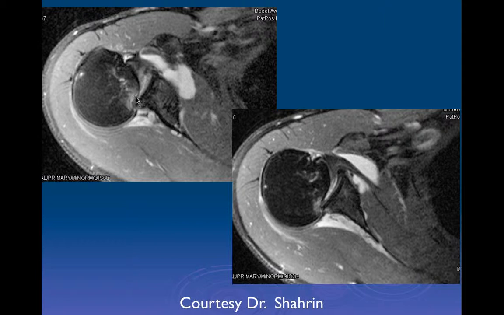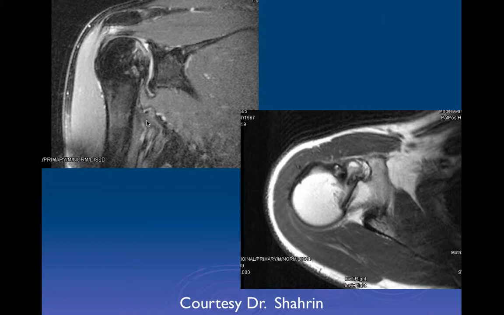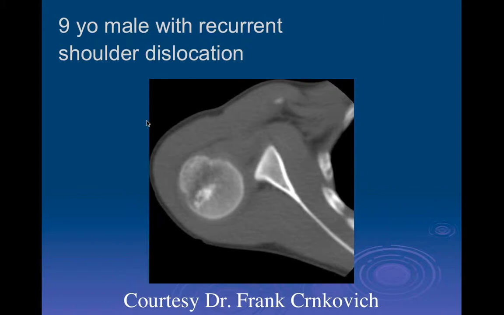So this is kind of a reverse Hill-Sachs. You can see the impaction of the lesser tuberosity. And we know it's acute because we're actually seeing it. But we can also see the bone marrow edema, just like we talked about with Hill-Sachs. This is obviously much less common than Hill-Sachs. One of the most common causes of this, as you know, is seizures, but also you can get occasional direct blows, which can force it posteriorly as well.